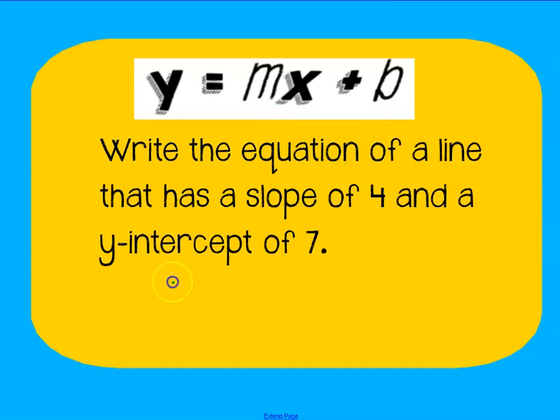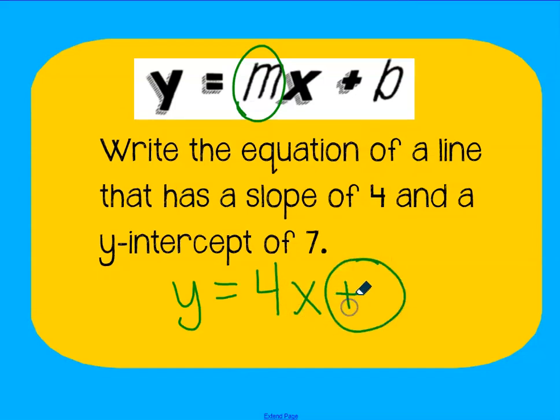This is how it's going to look. The y is permanent, the equal sign is permanent, but the m needs to be replaced with the slope value. The x is permanent. Now, I know the formula has a plus sign, but you don't necessarily have to use it. It depends on your y-intercept. If your y-intercept is a positive 7, then you're going to put a plus sign in front of the 7. So there is the equation of the line that has a slope of 4 and a y-intercept of 7.